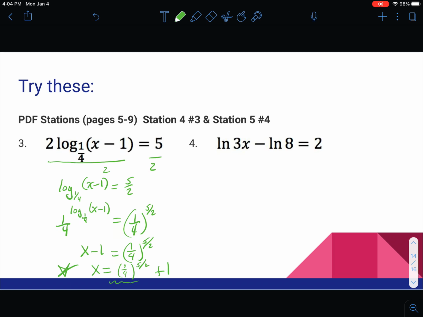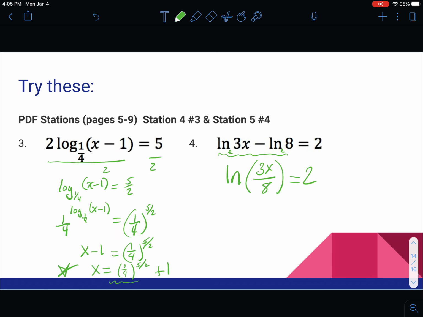For the fourth one, we see another property, and that is the difference of 2 logarithms with the same base. Remember, our base for natural log is e. So what we can do here is we can write this as the natural log of 3x over 8. And that would be equal to 2.